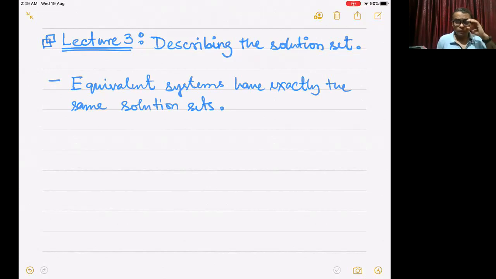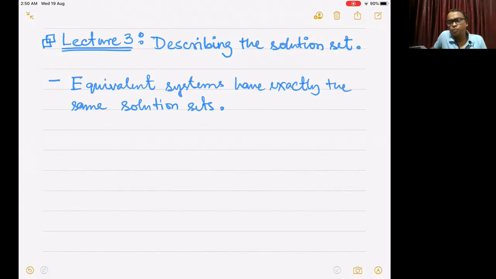So then we have realized that equivalent systems will have exactly the same set of solutions. If a point is a solution for system 1, then it will also be a solution to system 2 if system 1 and system 2 are equivalent, and vice versa. Now, that's all good, but the question is, how do we obtain equivalent systems? We have seen how to get those linear combinations carefully.